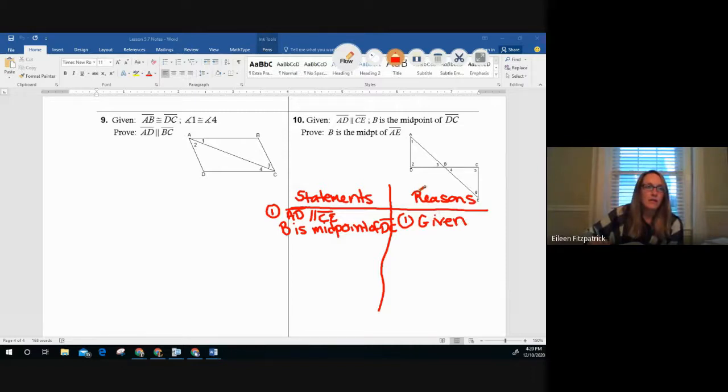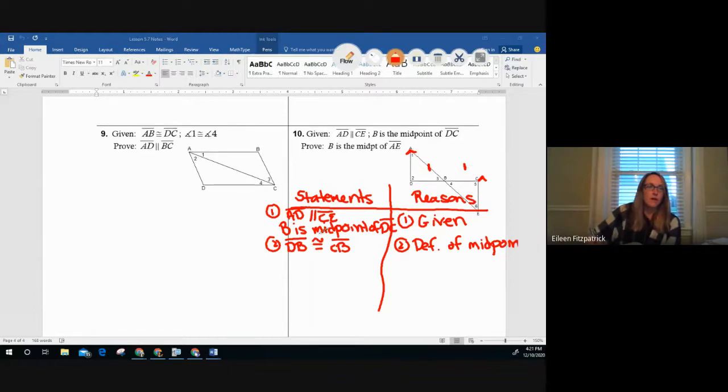Now, based on the given, AD is parallel to CE. B is the midpoint of DC. If B is the midpoint of DC, what does that allow you to conclude? That DB and CB are congruent. So we're going to say that segment DB is congruent to segment CB, and that's based on the definition of midpoint.